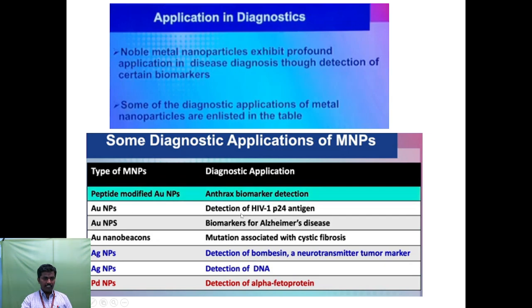Gold nanoparticles in the detection of HIV. Silver nanoparticles in the detection of dopamine, neurotransmitters, and tumor markers. Palladium nanoparticles in the detection of alpha-fetoproteins.